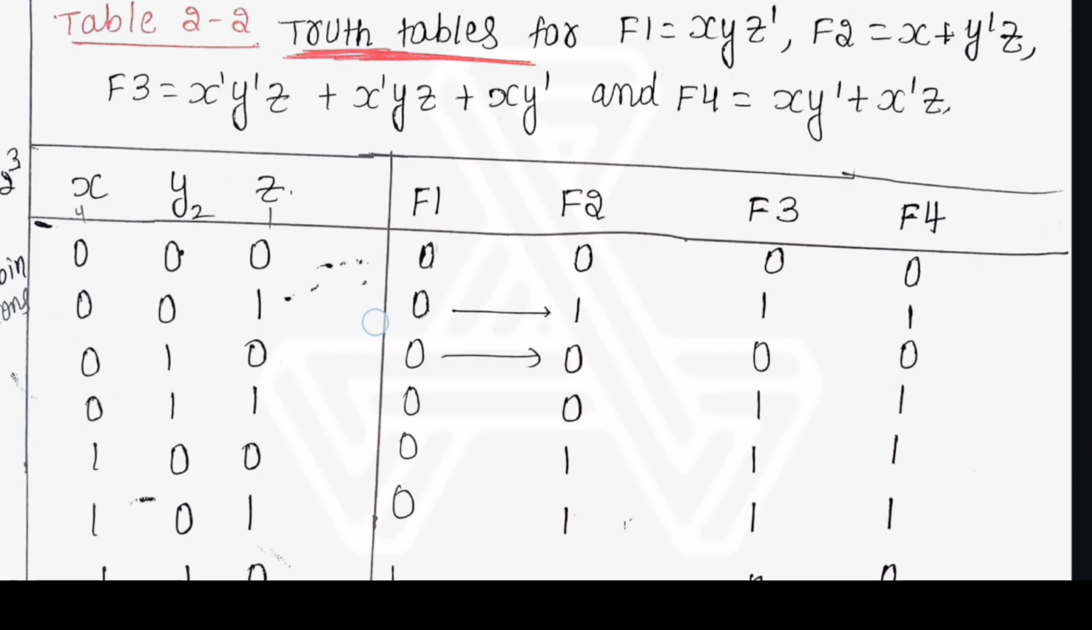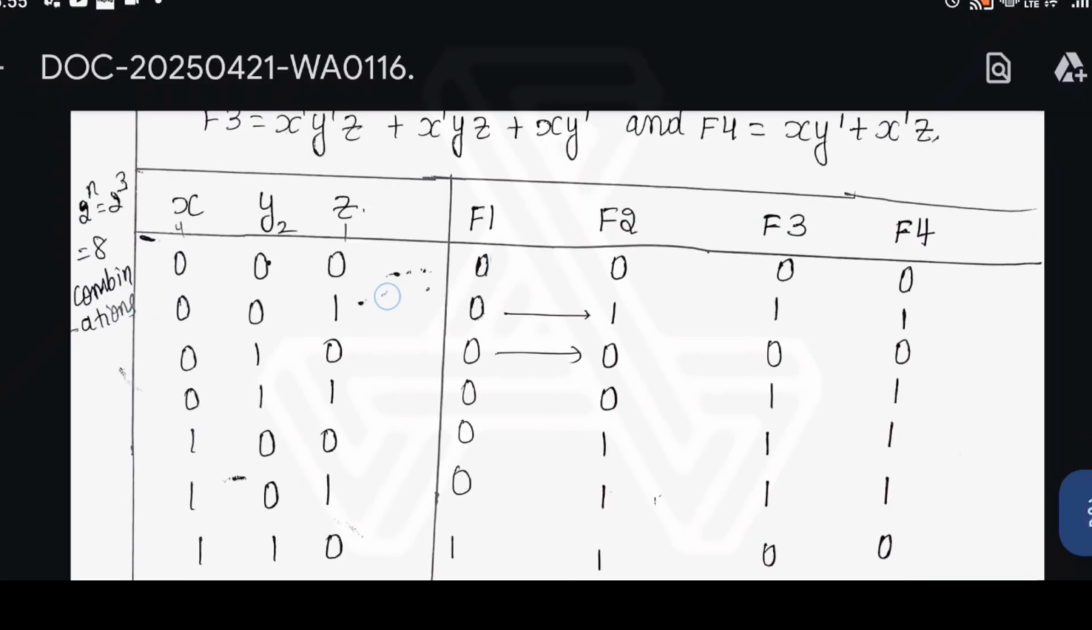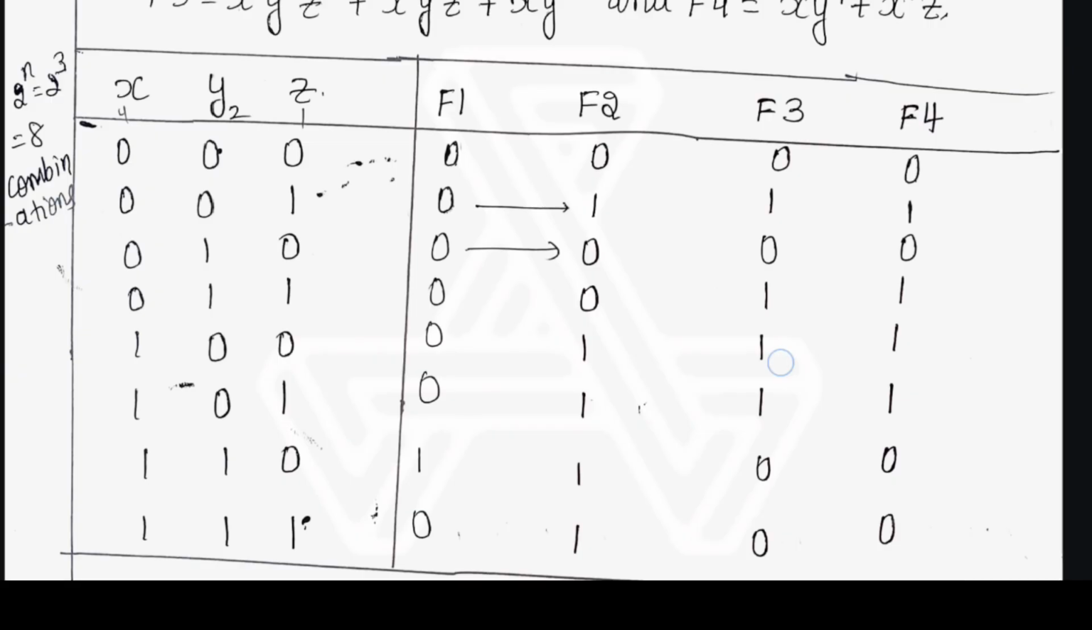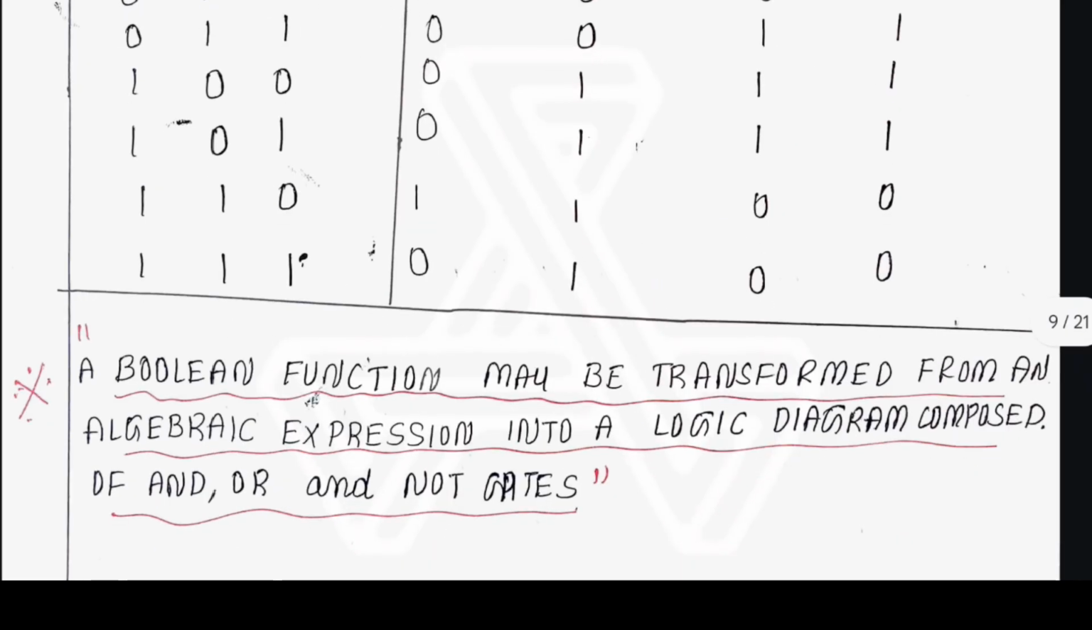The truth table for f1 is x y z, and f2 is x plus y dash z. f3 is x dash y dash z plus x dash y z plus x y dash. f4 is x y dash plus x dash z. Then if we consider, we will get the answer as this.